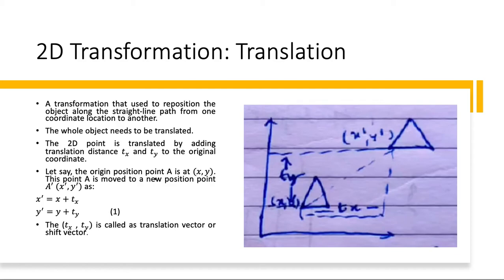So let's say the original position, point A, is at X, Y. Then point A is moved to a new position, point A prime, and this A prime has a new coordinate, which we denote X prime and Y prime. X prime is equal to X plus Tx, and Y prime is equal to Y plus Ty. Yes, the Tx, Ty is also called the translation vector or shift vector.